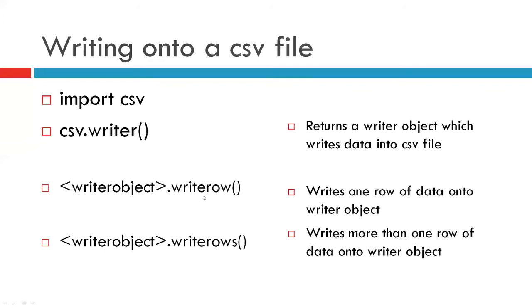The first function, namely writerow, writes one row of data onto a writer object. Writerows writes more than one row of data, or multiple rows, onto a writer object. When a user feeds the data through writerow or writerows, it takes the data to the writer, and the writer writes the data to the CSV file.